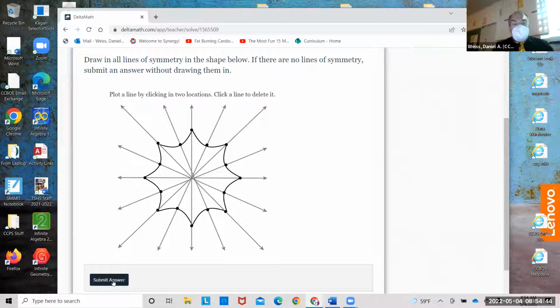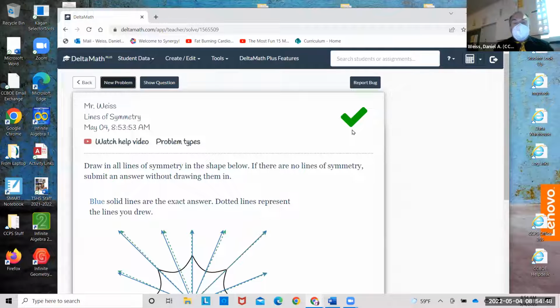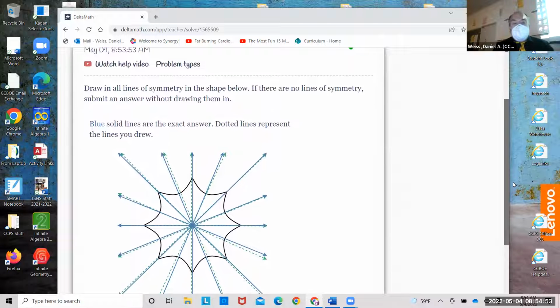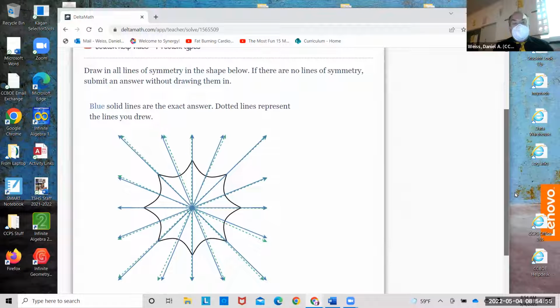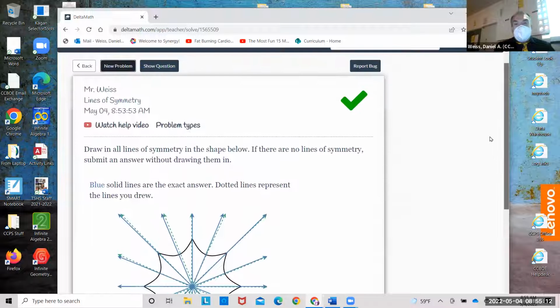Now, I want to click submit, and you'll notice that there's a lot of lines of symmetry here. If you can see, the dashed lines show the actual perfect answer. Okay. But if you are way off, Delta Math will mark you wrong. Sorry about that. So just do as well as you can to be as accurate as possible when you do this assignment, okay?